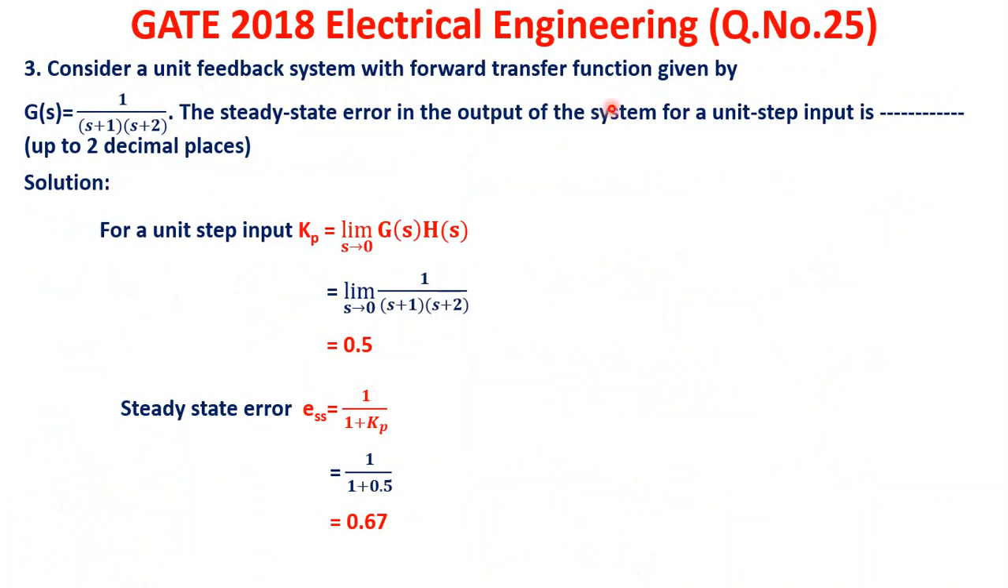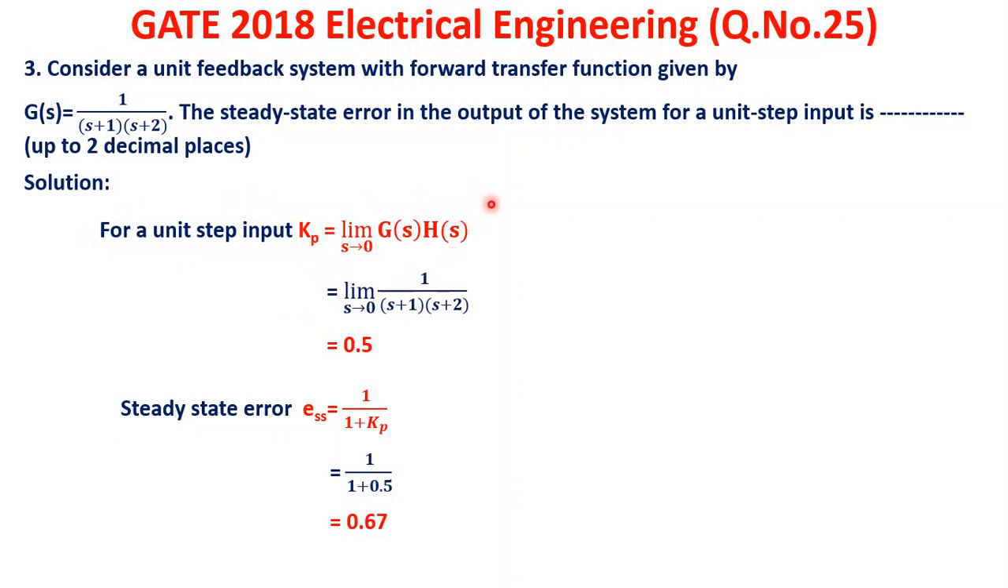Consider a unity feedback system with the forward transfer function given. The steady state error of the output of the system for a unit step input is dash. We have to fill in the answer correct to 2 decimal places. This is a question asked in the GATE 2018 Electrical Engineering question paper, question number 25.